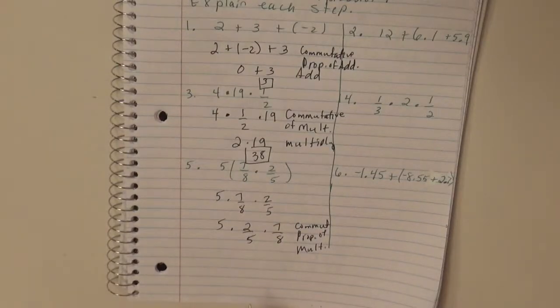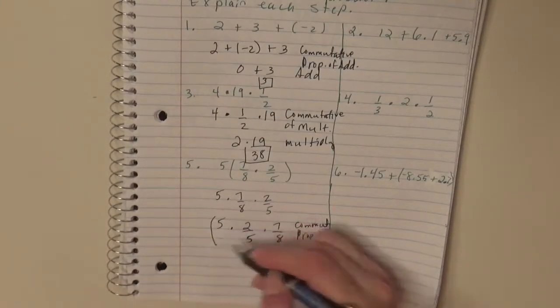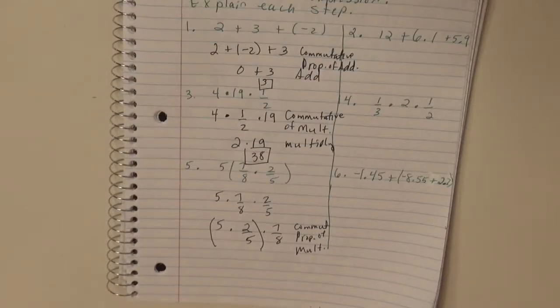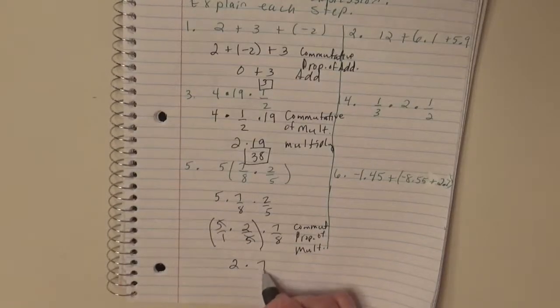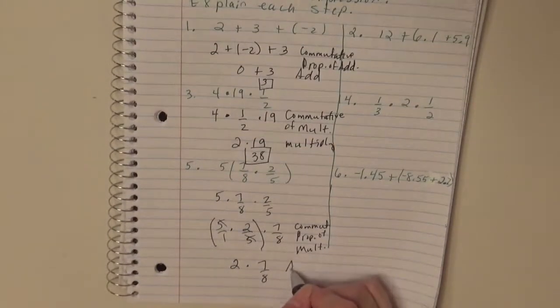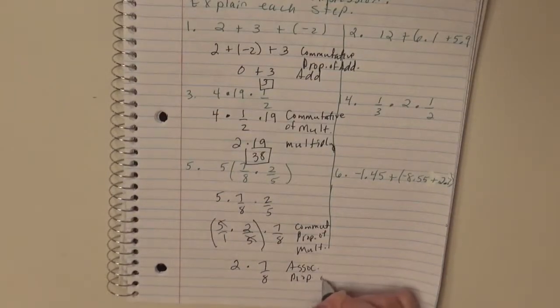Okay. And then I'm going to put the parentheses around these two because that's where I want to start. Okay, so now you could also say that I've also changed my grouping because I moved the parentheses. So I'm going to do 5 times 2/5. Well, 5 over 1 times 2 over 5, those 5's reduce, so I'm left with 2 times 7/8. And I also use the associative property of multiplication.